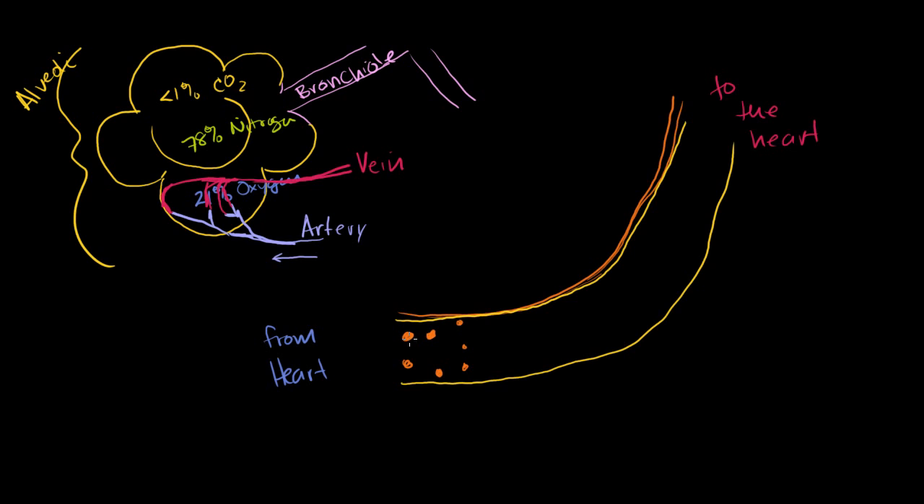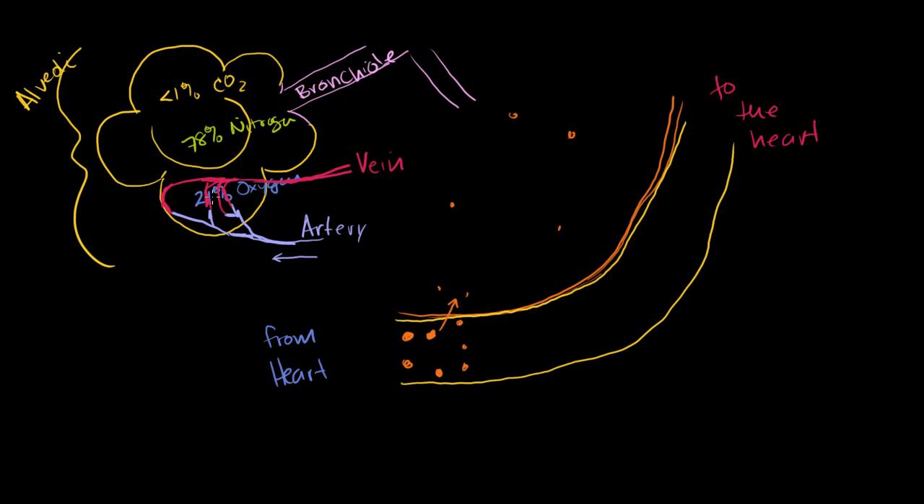And the concentration of carbon dioxide in the deoxygenated blood is going to be higher than the concentration of carbon dioxide in the alveolus. So if this membrane is porous to carbon dioxide, and it is, these carbon dioxide molecules are going to diffuse. They're going to diffuse into the alveolus.